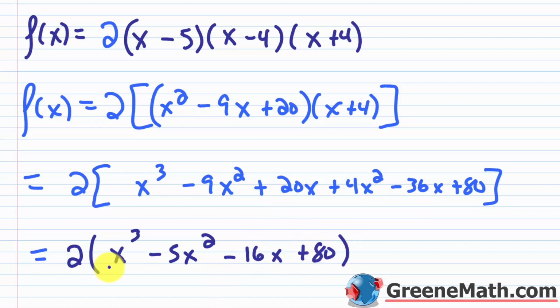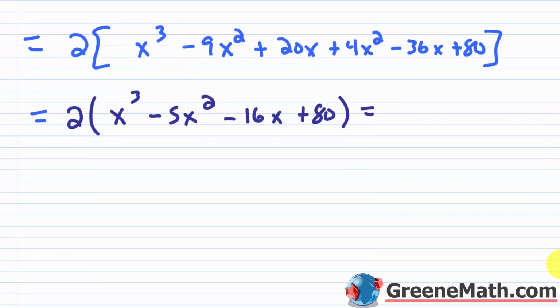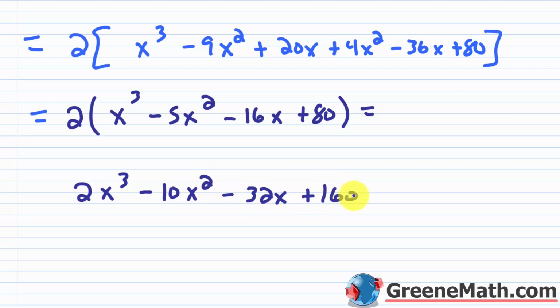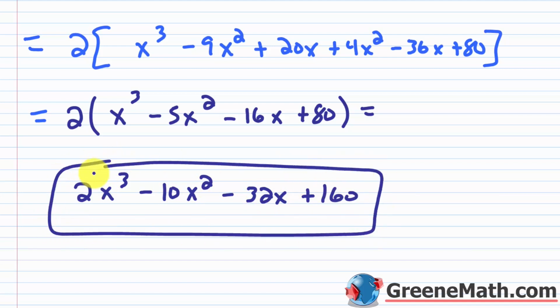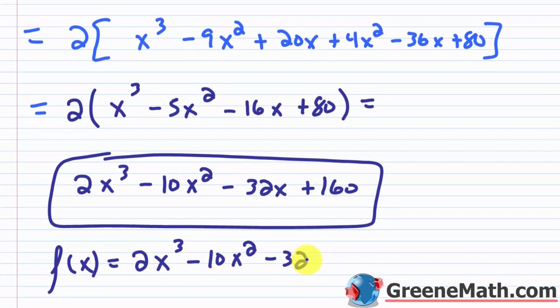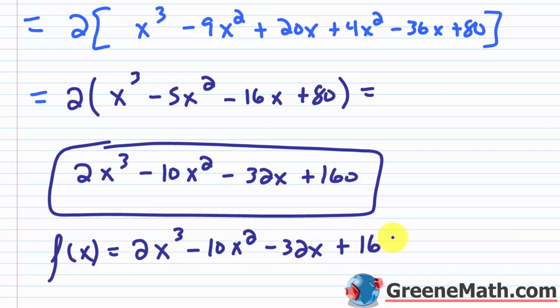Okay, so now I'm just going to multiply everything by 2. And let's scroll down and get some more room going. So I'll have 2x cubed minus 10x squared minus 32x plus 160. Okay, so you can just box that off. This is going to be your polynomial function. Again, you can just put f of x. We have it all the way up there, but I don't want to scroll all the way back up. So f of x equals, again, this 2x cubed minus 10x squared minus 32x plus 160.